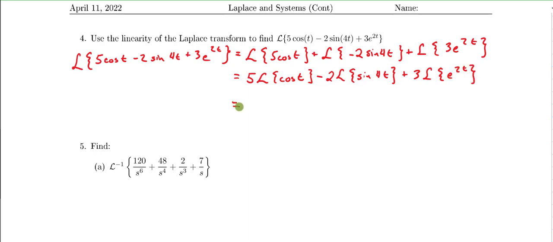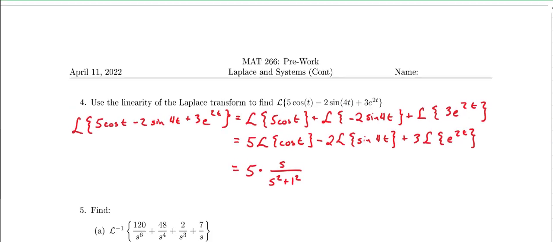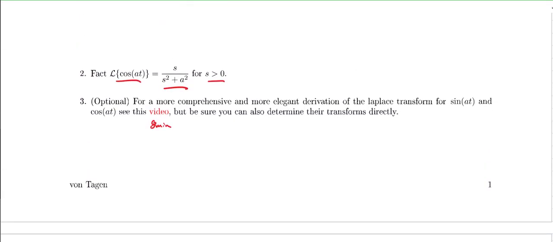Now we just need to remember the rules, and each one of these rules we've either been given or derived. And so I know that this will be 5 times s over s squared plus, and I'll go ahead and write 1 squared there, which I could simplify as 1. There I'm using this fact from the previous page that the Laplace transform of the cosine of at is s over s squared plus a squared.